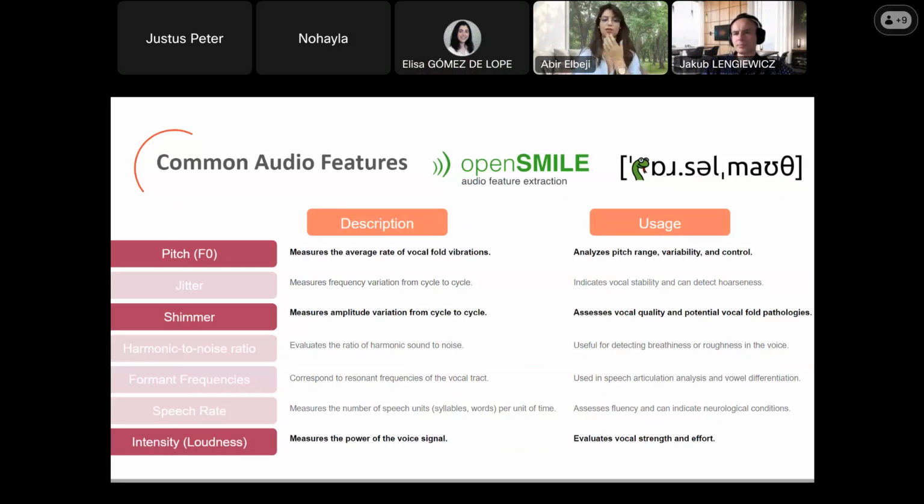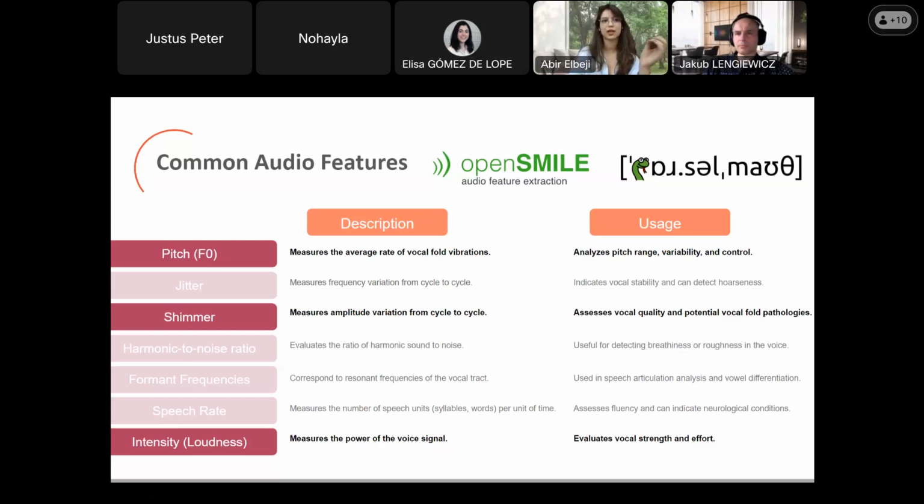So the pitch, which is in the time domain, measures the average rate of the vocal fold vibration, and we can use it to analyze the variability and the control of the voice. There's the shimmer, for example, which measures the amplitude variation from cycle to cycle and assesses the quality of voice and the potential of vocal fold pathologies. There's also the intensity, which represents the loudness and evaluates the vocal strength and effort.